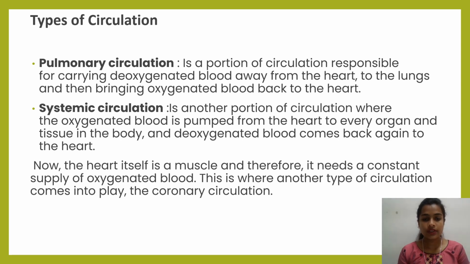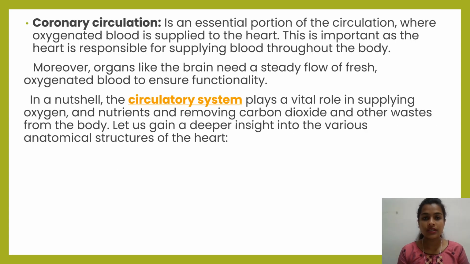Now, the heart itself is a muscle and therefore it needs a constant supply of oxygenated blood. This is where another type of circulation comes into play, the coronary circulation. It is an essential portion of the circulation where oxygenated blood is supplied to the heart. This is important as the heart is responsible for supplying blood throughout the body. Moreover, organs like the brain need a steady flow of fresh oxygenated blood to ensure functionality.